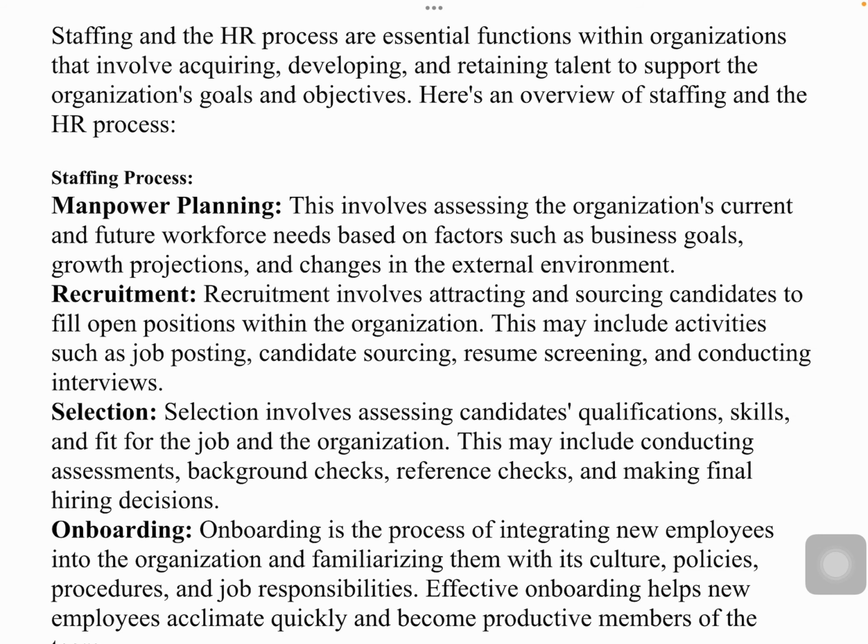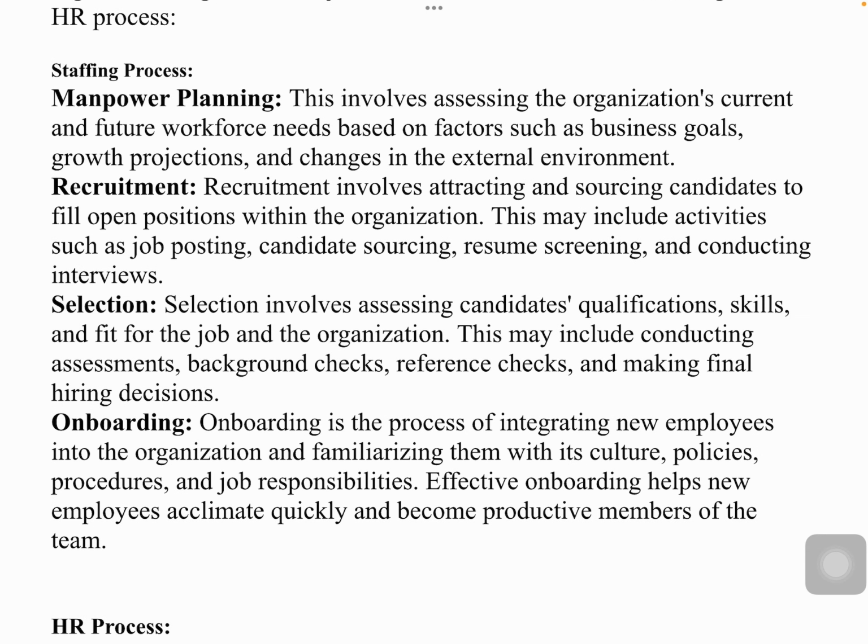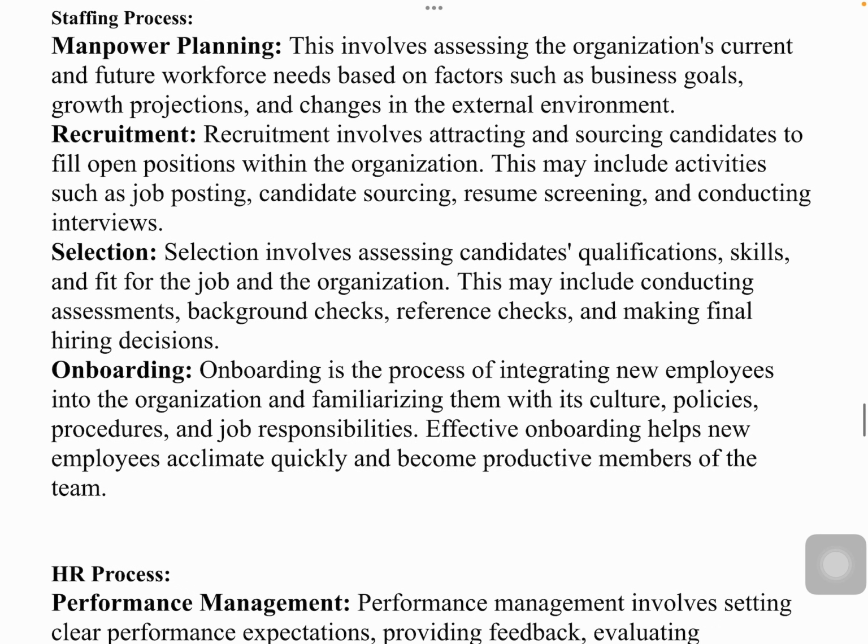So next is selection. Selection involves assessing candidates' qualifications, skills, and fit for the job and the organization. This may include conducting assessments, background checks, reference checks, and making the final hiring decision. So in selection, they are assessing and choosing candidates. They choose who to hire. An example of selection is evaluating an applicant's resume and contacting them for an interview to see if the applicant is qualified or not.